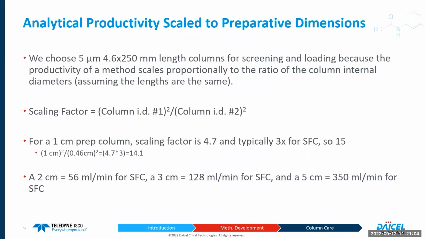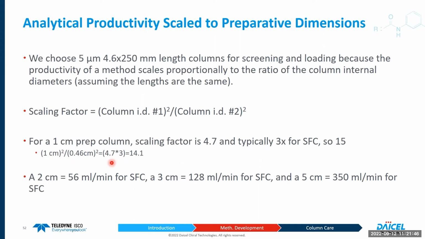Yep. So let's circle back to some of those calculations I talked about, scaling from the analytical column size to preparative column size. So we chose the 5 micron 4.6 by 250 because if we've got the same column length, when we scale to prep, all it is is a simple scaling factor to figure out what the productivity will be on that newly sized prep column. So the scaling factor is going to be the ratio of the column ID squared, which I have on the second line here. So for a 1 centimeter prep column, it's 1 cm squared divided by 0.46 squared, which is the analytical dimension, which gives us a scaling factor of 4.7.